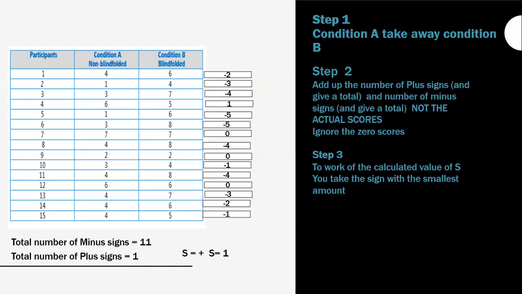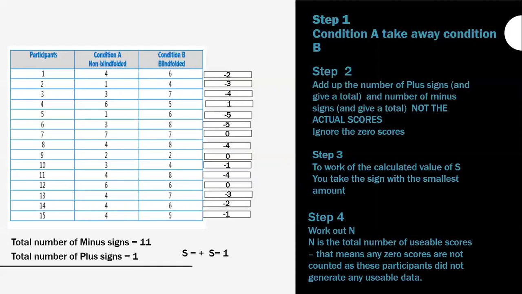Right, okay. So we've got the calculated value of S, it's 1. Pretty straightforward. Now, there are a few more things that we need to do. Next, we need to work out N. Now, N is the number of valid results that we've got, or the number of participants who generated valid results. Remember, in this test, we ignore the zeros. We don't want them. They didn't generate any valid data, so we've got to eliminate them. We know there were 15 participants and there were 3 zeros.